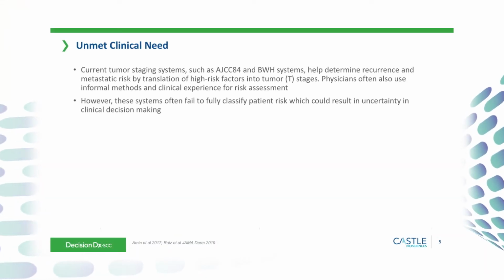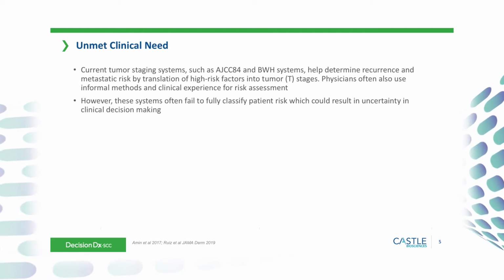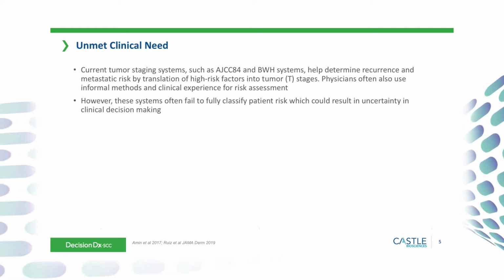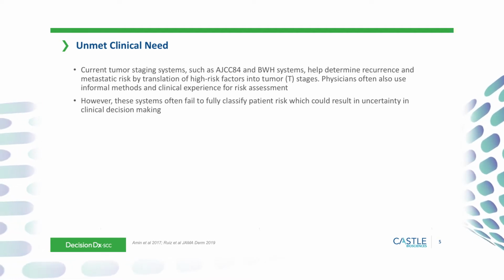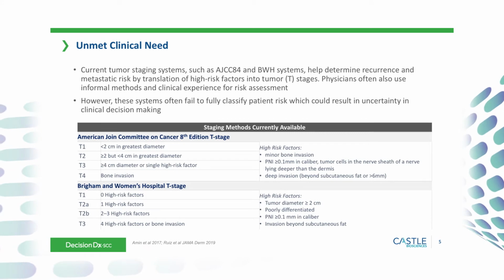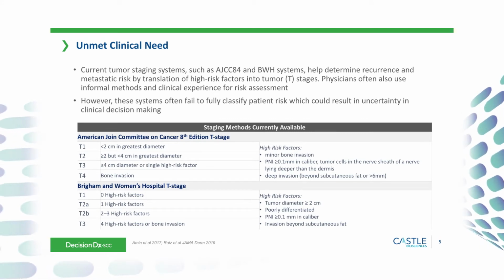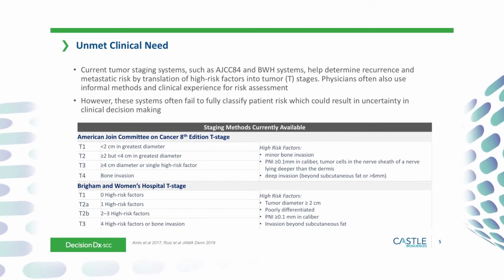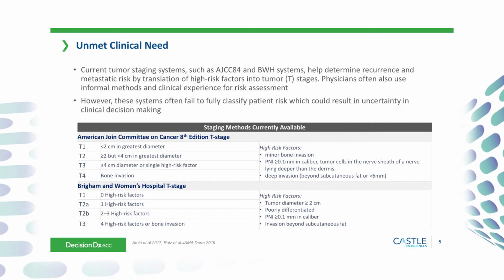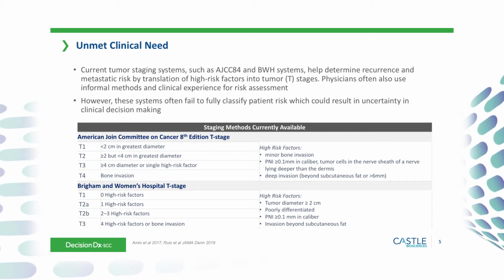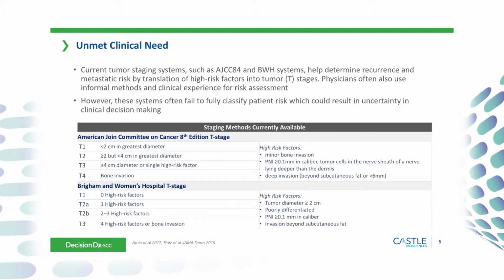There are multiple staging systems for cutaneous squamous cell carcinoma: the AJCC, the Brigham and Women's, the NCCN. They all follow mostly the same general patterns in terms of helping to determine T stage and N stage, but everyone knows that they are not the most capable at predicting outcomes. They have tweaked the systems quite a bit over the last few years. I'm going to talk a little bit about that in some of the next slides.